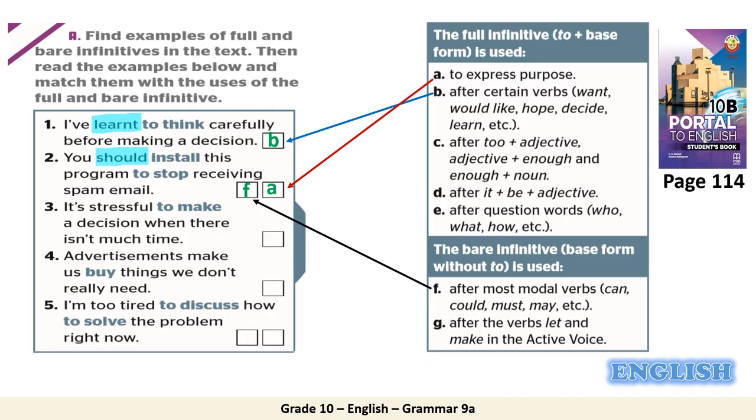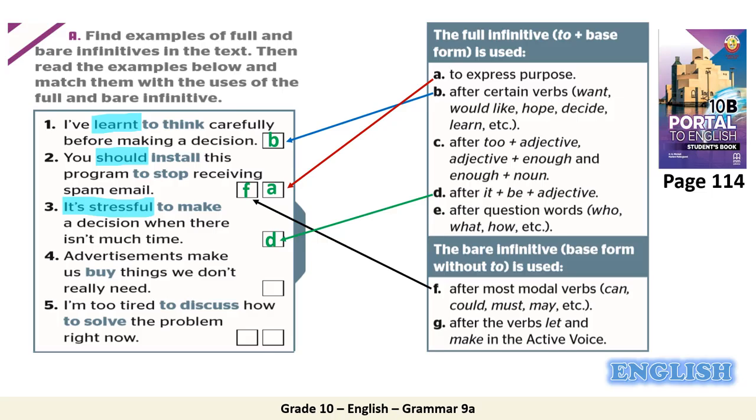Number 3, it's stressful to make a decision when there isn't much time. Here we have it's stressful. So that's the use D. After it plus be plus adjective. It's stressful, it's nice, it's beautiful, plus to plus verb.